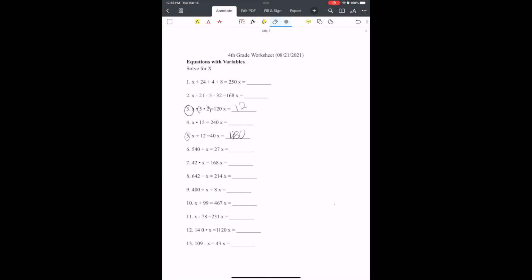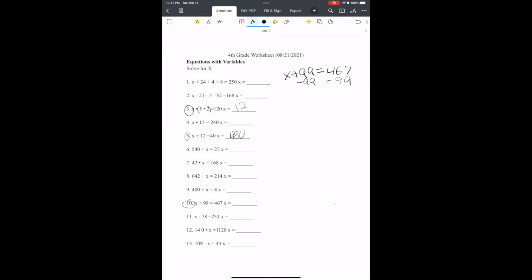Alright, let's resume. Now we're going to try addition. So it is saying x plus 99 is equal to 467. So in order to do this, we had to get rid of 99 from both sides. We do the opposite of addition, which is subtraction. So you subtract 99 from both sides.